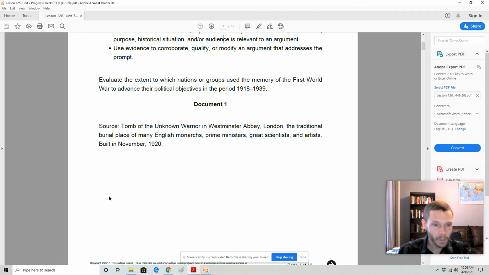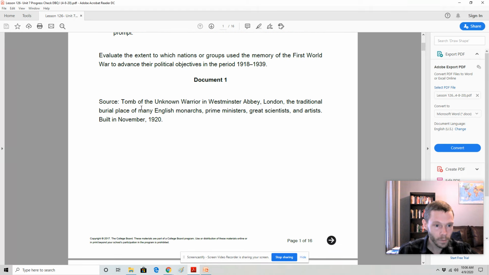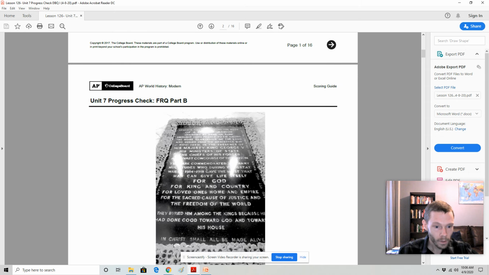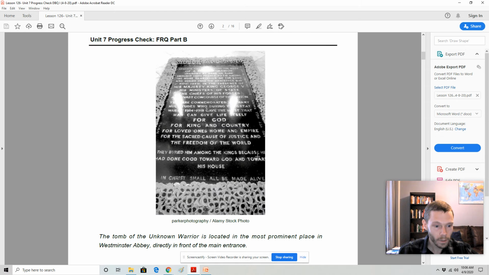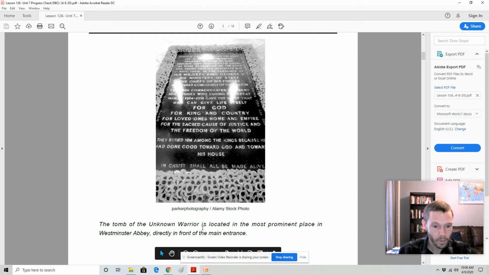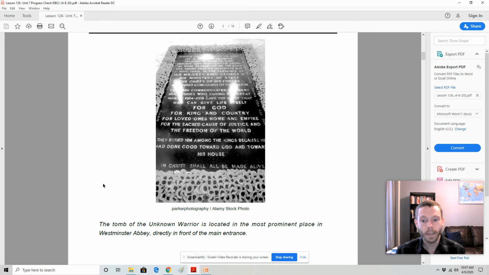Okay, so the first document, the source is the tomb of the unknown warrior in Westminster Abbey, London. So it's a picture, and in the picture it says the tomb of the unknown warrior is located in the most prominent place in Westminster Abbey, directly in front of the main entrance. So here are some basic examples that we could bring into this. Westminster Abbey is one of the most famous cathedrals in England, in London, and it would be a place that a lot of people go to even today and would be able to see this. So it's located in a prominent place.